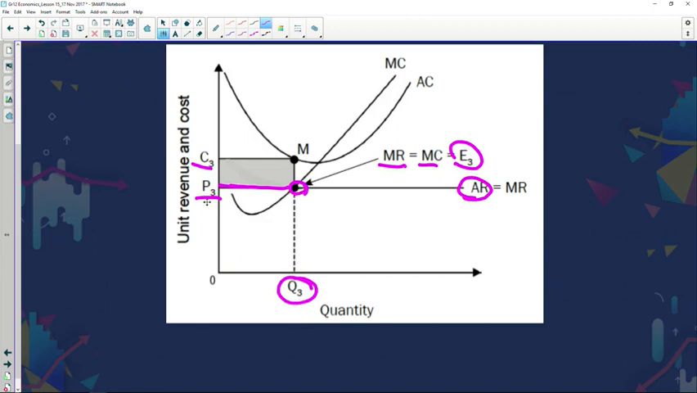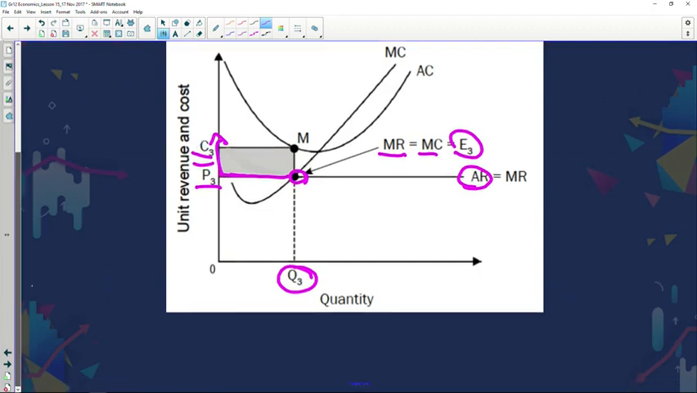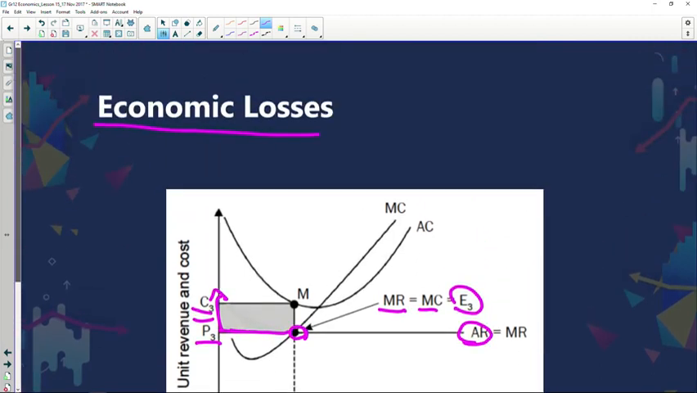Now, our cost per unit is higher than our market price. So now we're going to have this difference between the P3 and the C3, our market price and our cost per unit, where our cost per unit is higher than our market price. And then that situation results in an economic loss. So it's not an ideal situation to have because we're running at a loss.